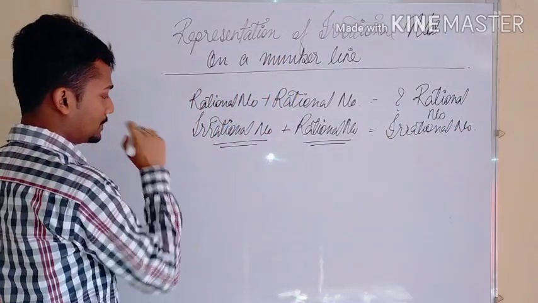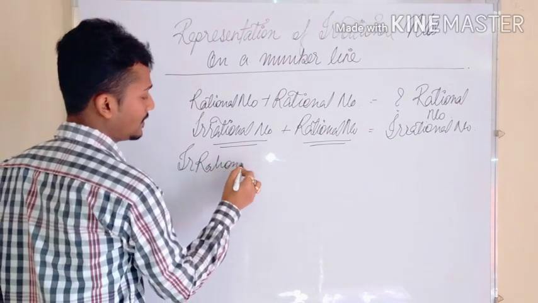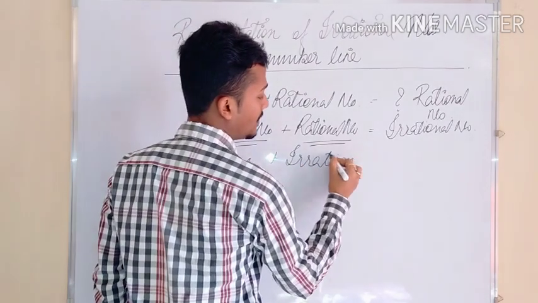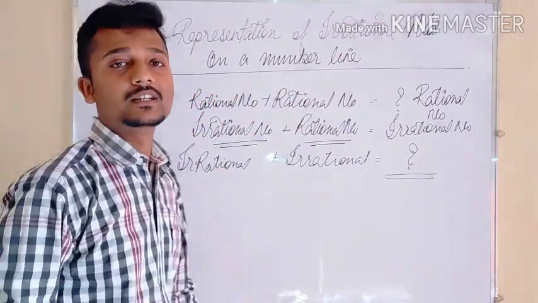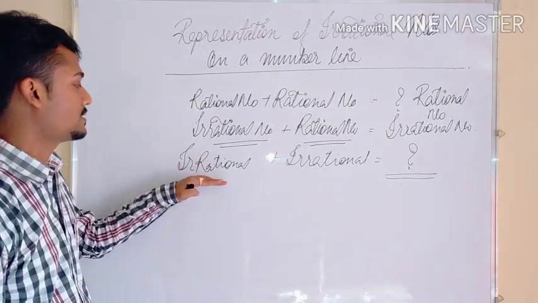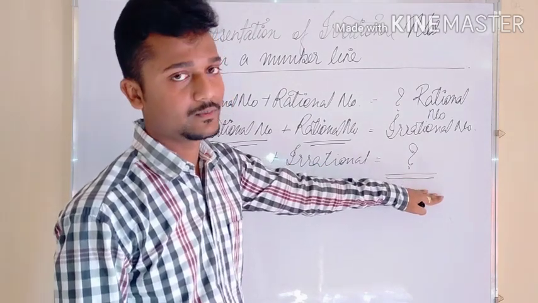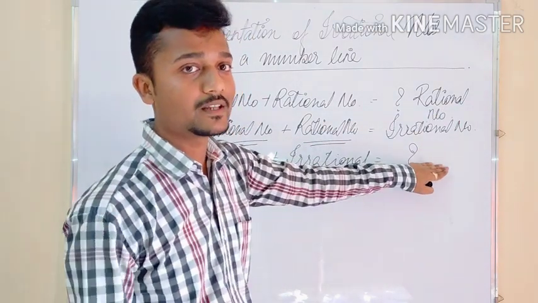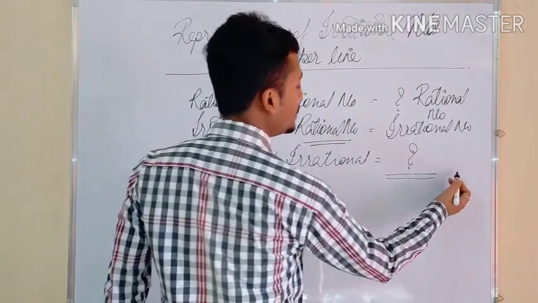Last, irrational plus irrational is equal to what? This you need to discover. What will be the answer for this particular question? Irrational number plus irrational number is equal to what? That means the result will be either rational or irrational. So what type of answer will it be? You have to find it out. This I leave up to you. You will try to discover.